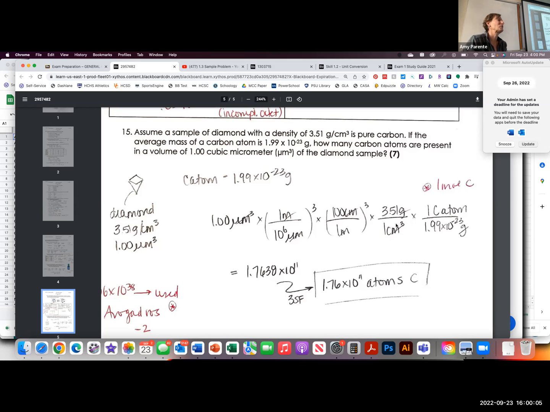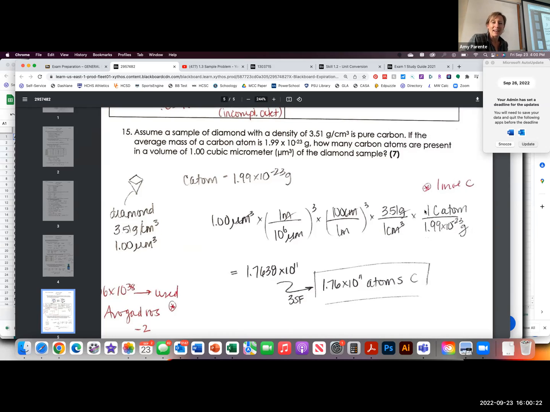oh, this is a problem. This is why this is tricky. I forgot, this says how many, but you are not going to use Avogadro's number for this, because I know what one carbon atom weighs. So I'm going to end up getting to the number of carbon atoms. I got ahead of myself. I was thinking about a different problem here.